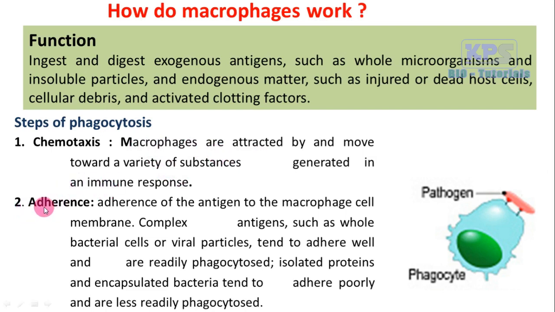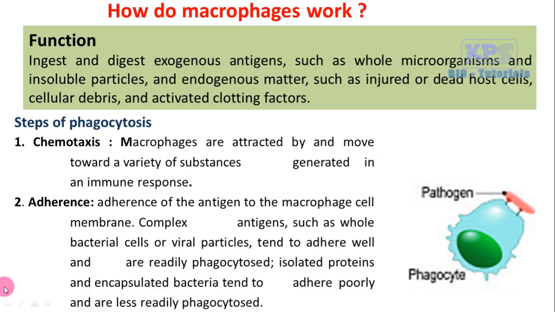Then the second one is adherence. Adherence of antigen to a macrophage cell membrane. Antigen will be adhered, or come in close contact with the macrophage. The complex antigens such as whole bacterial cells or viral particles tend to adhere well and are readily phagocytosed. Isolated proteins and encapsulated bacteria tend to adhere poorly and are less readily phagocytosed.